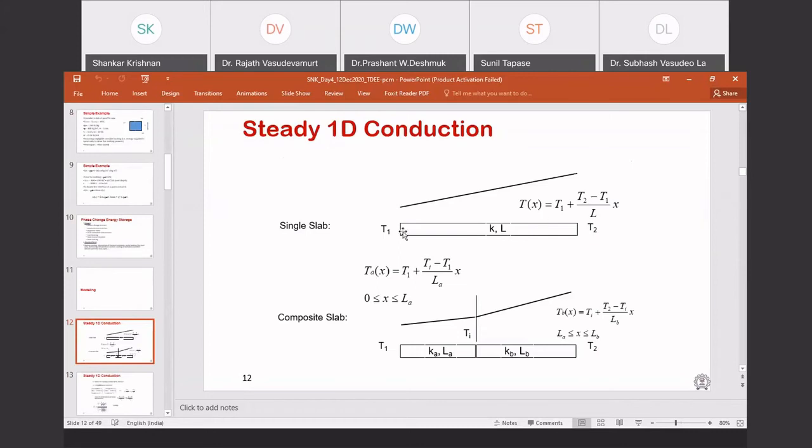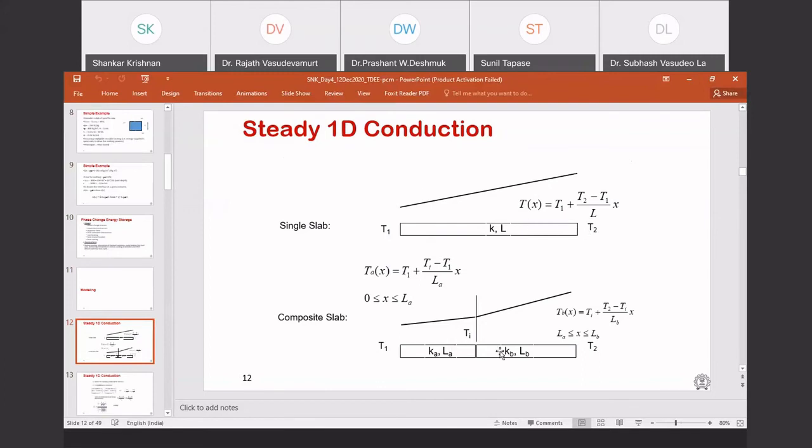So if you see a single solid block which is insulated on the top and bottom, and if you have a temperature T1 at one end and T2 at another end, if T2 happens to be hotter, then the temperature profile will be a straight line as long as thermal conductivity is constant. So what will end up happening is you will see a straight line.